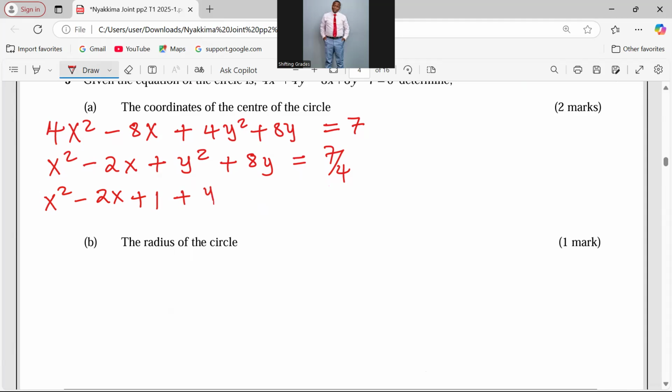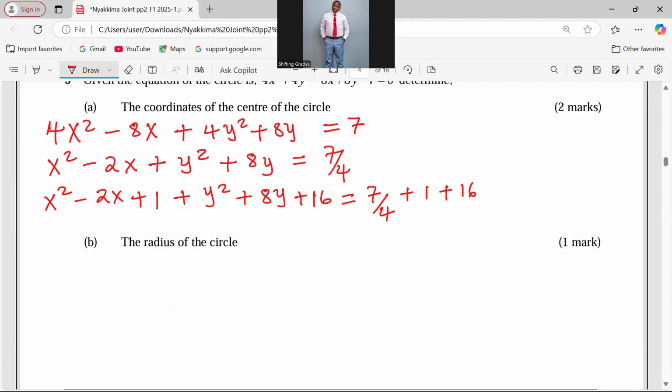Plus y squared plus 8y, we also complete the square for this y component. So we take 8 over 2, then we square. 8 over 2 is 4, and squared will give us 16. So this is equals to 7 over 4, and we have to add the two constants here, 1 and 16, that way.